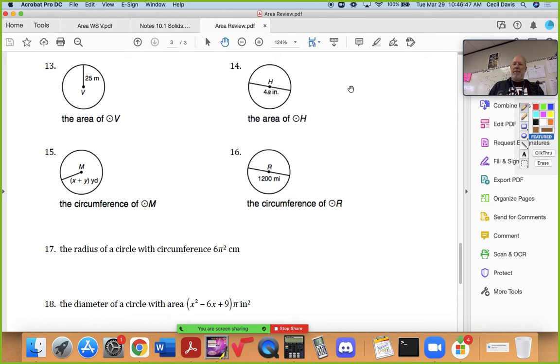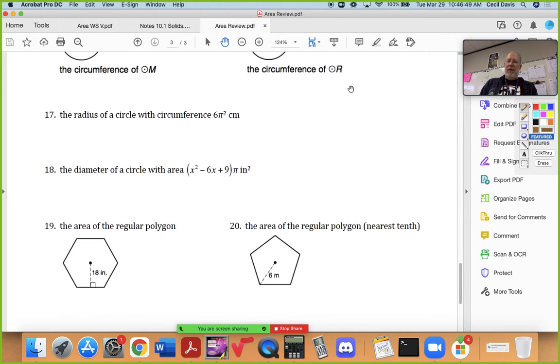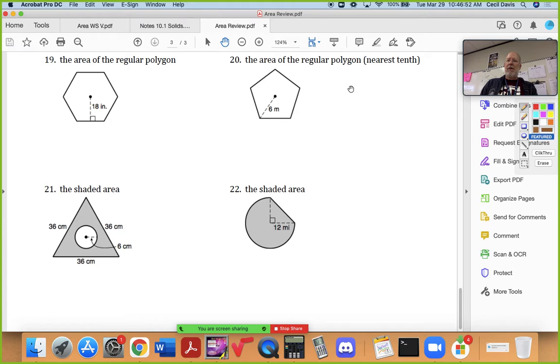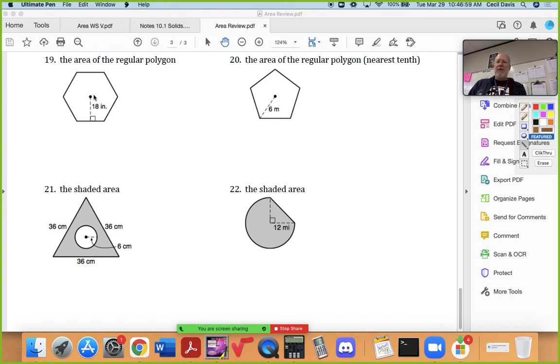Marion? Can you please do 19? Yes. So that's a hexagon. So the central angle is 60.